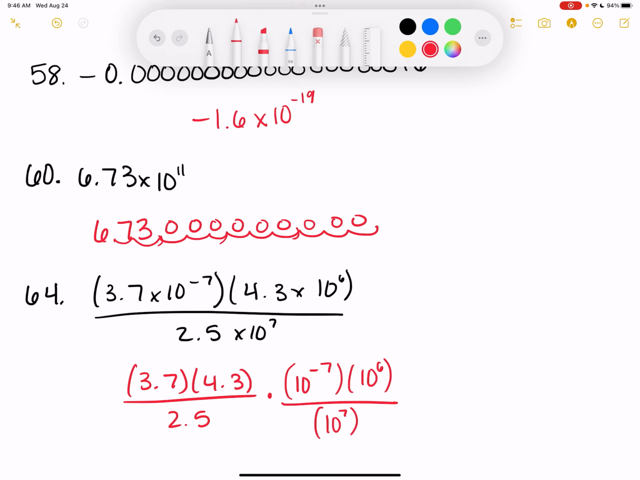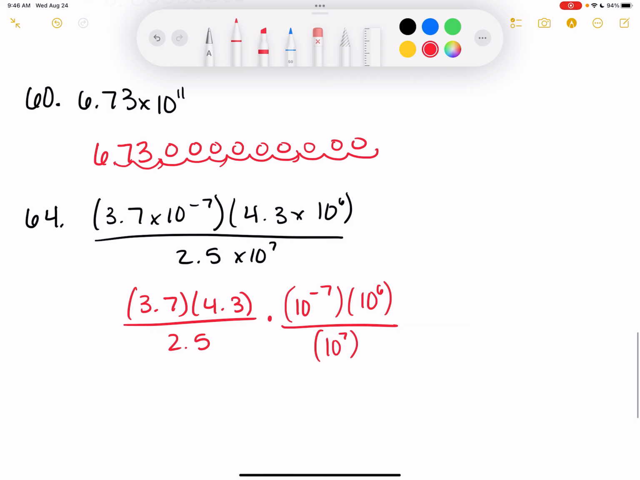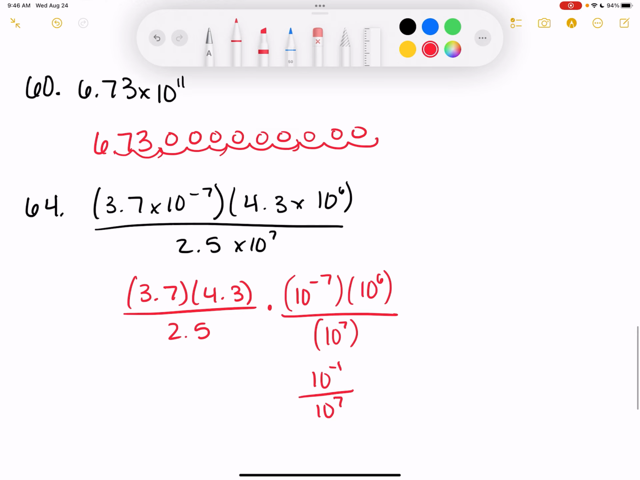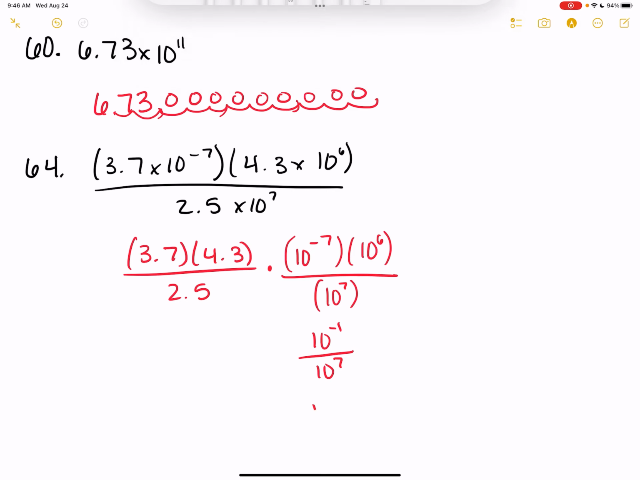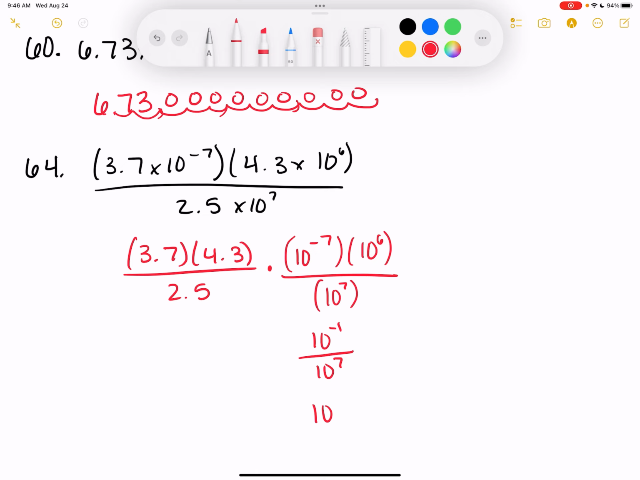To simplify it, multiply and divide: you add the exponents on the top, right? Okay, so if I add the exponents on the top, what does that give me? Negative 1. 10 to the negative 1 over 10 to the 7th, which is what? Negative 8. In general, you can't have a negative, but this is a scientific notation problem, so yes, you can. So 10 to the negative 8, and then you just have to multiply this, which I would let you use your calculator for.